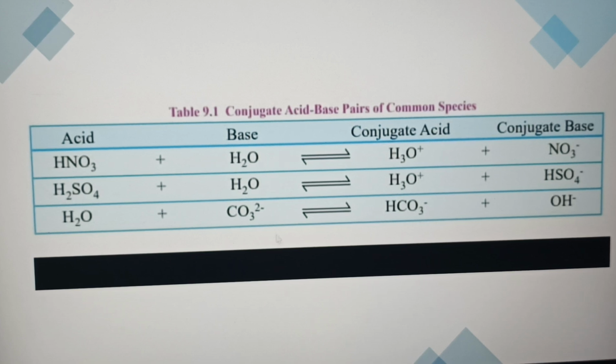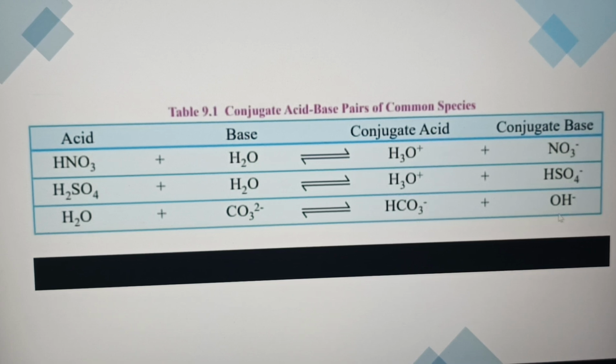In the third example, we see that when water and carbonate ion react, they form bicarbonate ion and hydroxide ion. In this example, water is the acid because it donates a hydrogen ion to a base, while carbonate ion is a base because it accepts a proton from water. Bicarbonate ion is a conjugate acid because it is formed when a base accepts a proton from an acid, while hydroxide ion is a conjugate base.